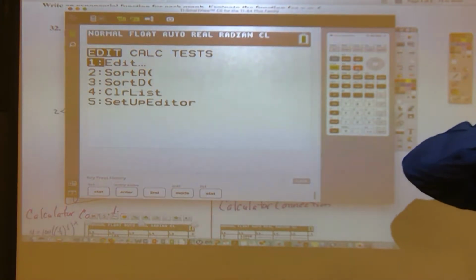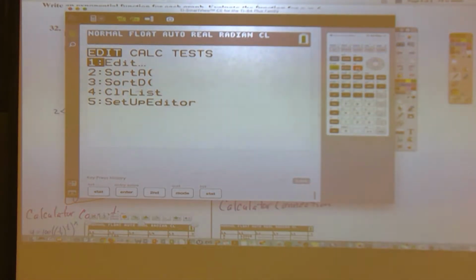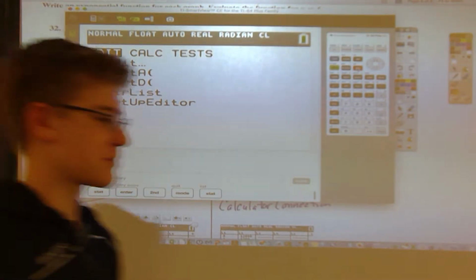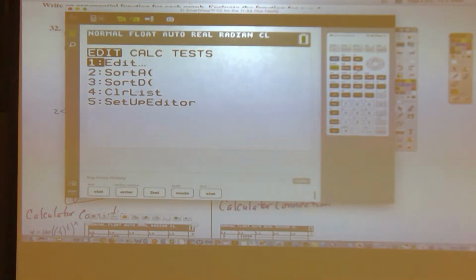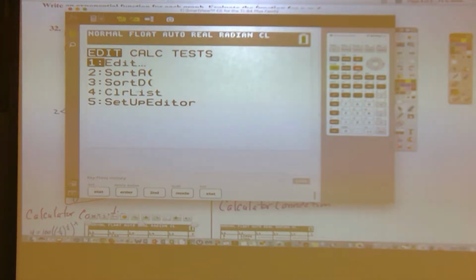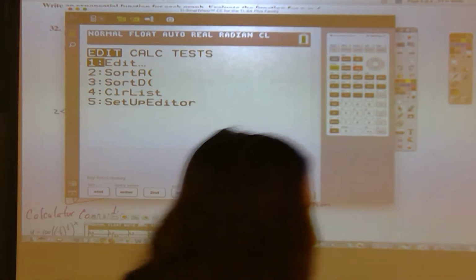Can I trade my dead calculator for a live calculator? Can I trade? I've only got a few here, but you are responsible for bringing a living calculator to class. If you don't want to walk in front of the camera, you can walk around the other way. Make sure you can get batteries on that.